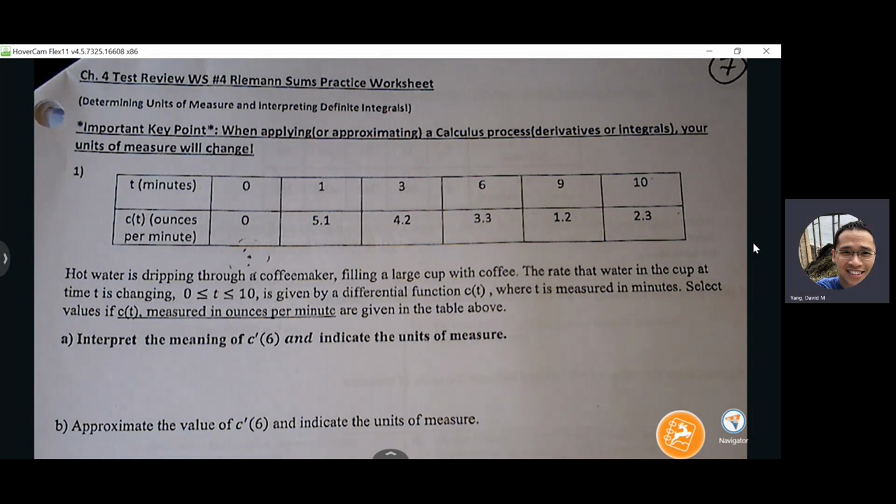An important key point that I want you to keep in mind is when you're applying a calculus process, whether a derivative or integral, your units of measure must change, right? So if you find the derivative, you know that you're going to keep adding more rates, right? So if you start out with ounces, then you end up with ounces per minute, then ounces per minute squared. But if you take the antiderivative, then ounces per minute will become what? Just ounces, right? So you're stripping away that denominator each time you take the antiderivative.